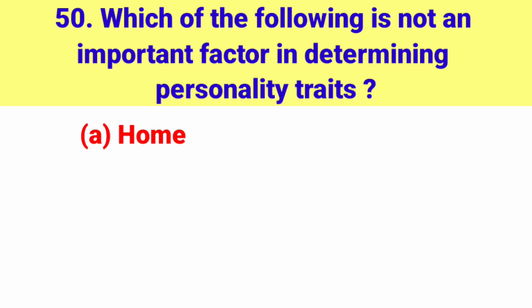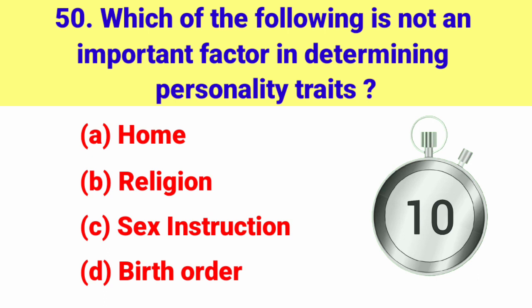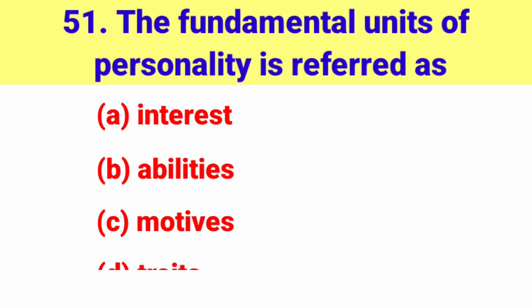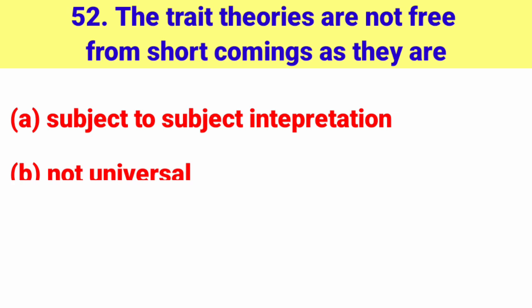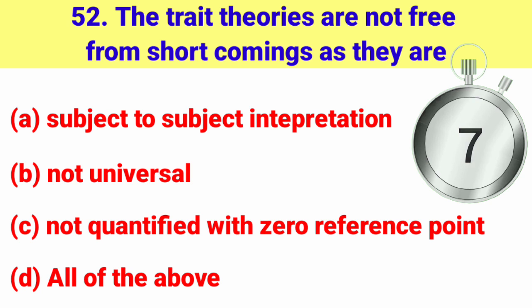Which of the following is not an important factor in determining personality traits? Option B is correct. The fundamental units of personality are referred to as. Option D is correct. The trait theories are not free from shortcomings as they are. Option D is correct.